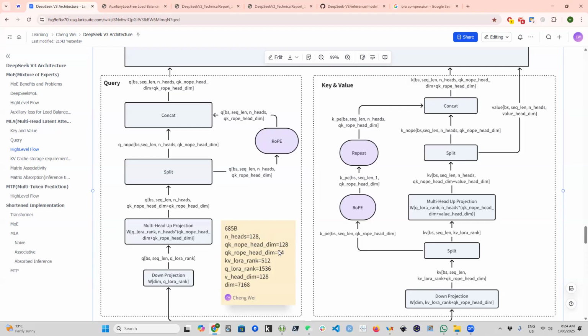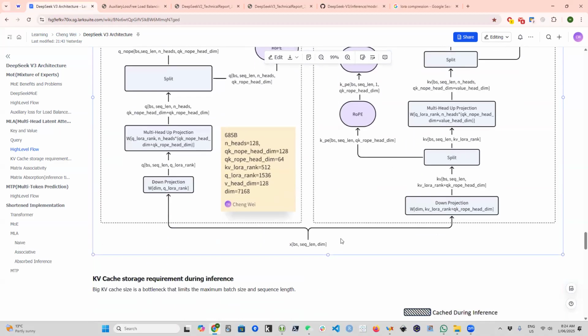I meant when you have a down projection and you have a matrix which has the dimension batch size, sequence length, times Q LoRa rank. When we down project, it becomes batch size, sequence length, times Q LoRa rank. This LoRa rank is basically a replacement from dimensions to LoRa rank. So instead of 7,000, now you have 500.